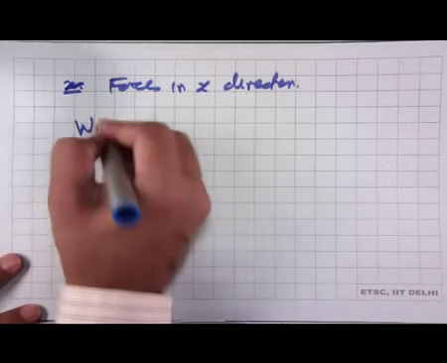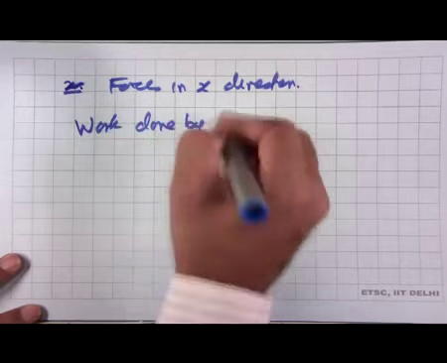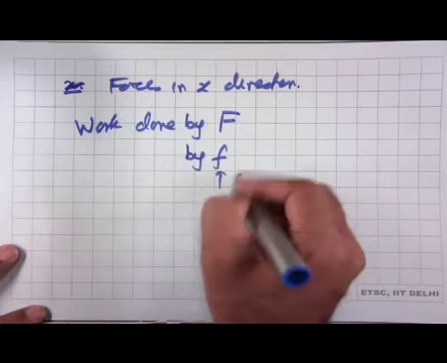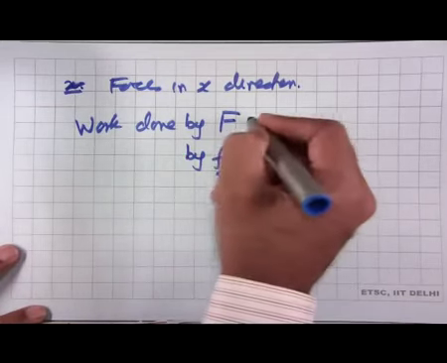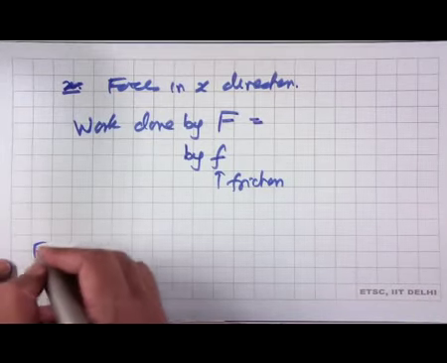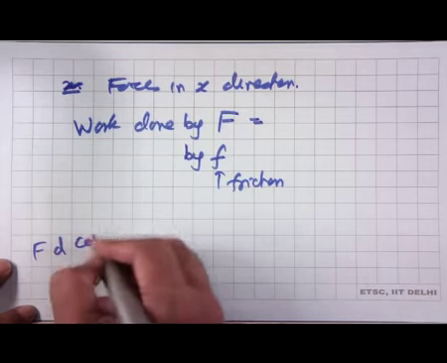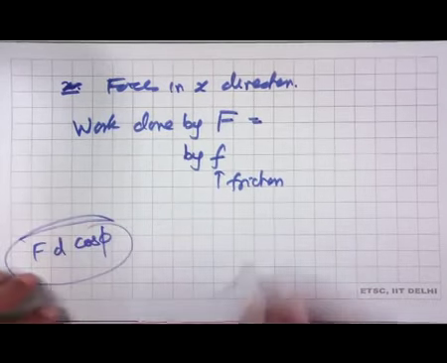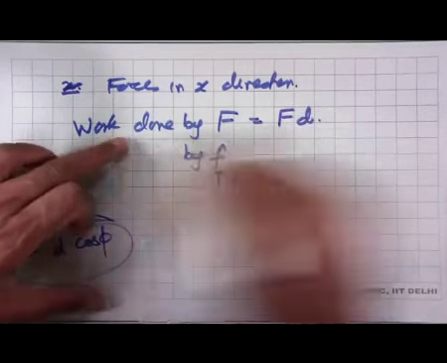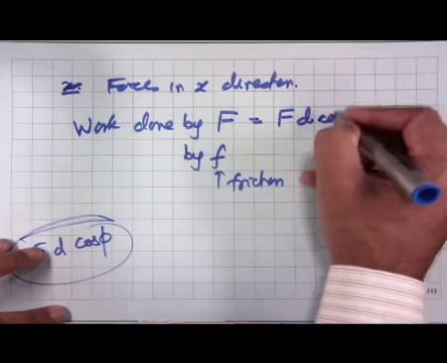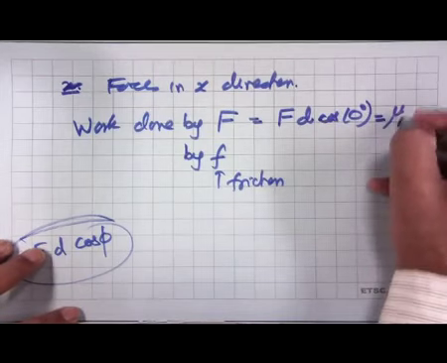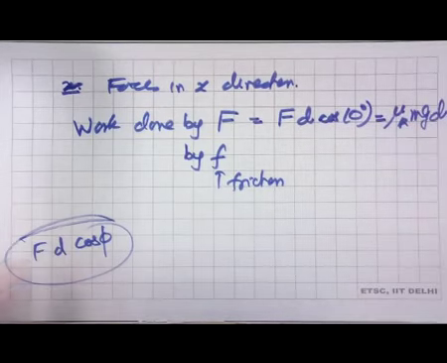So, work done by F, the external force, and work done by friction. Again we use the formula: work done is F times d times cosine phi. So work done by F is F times d, and since this is in the direction of displacement, we have cosine of 0 degrees. So this will be F times d, which is mu k mg times d.